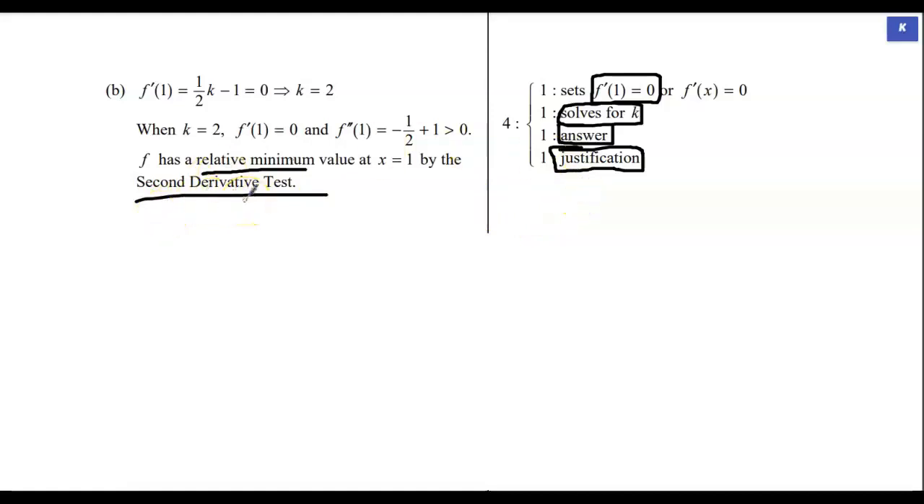But whether you use the first or second derivative test, it doesn't really matter. It's a relative minimum, and one justification is just as good as the other. So that's an impressive amount of points for a question. And just so you guys know, these types of questions happen once in a while, where they give you a question that asks for a missing number, a k value, or missing constant.